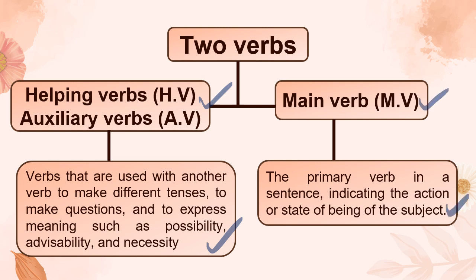In bahasa Indonesia, kata kerja yang digunakan dengan kata kerja lain untuk membuat tenses yang berbeda, untuk membuat pertanyaan, dan untuk mengungkapkan makna seperti kemungkinan, kelayakan, dan kebutuhan. Kata kerja utama dalam sebuah kalimat adalah kata kerja yang menunjukkan tindakan atau keadaan subjek.